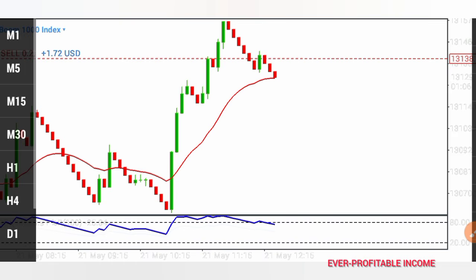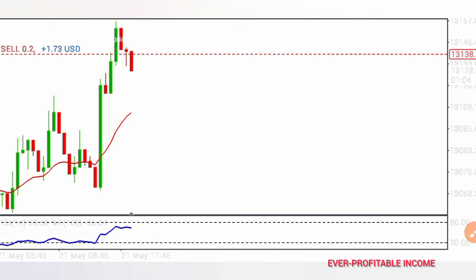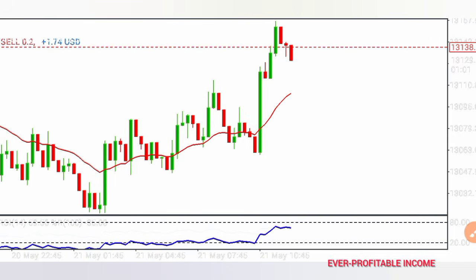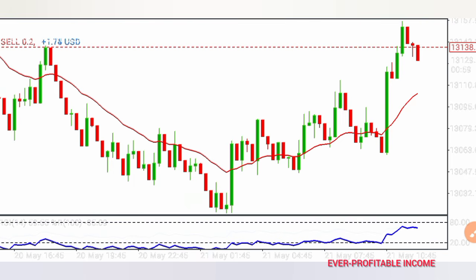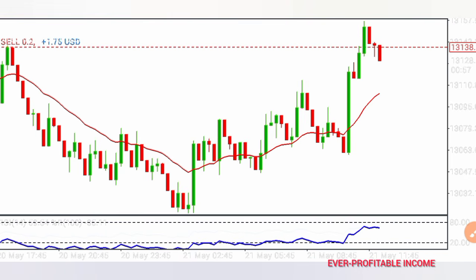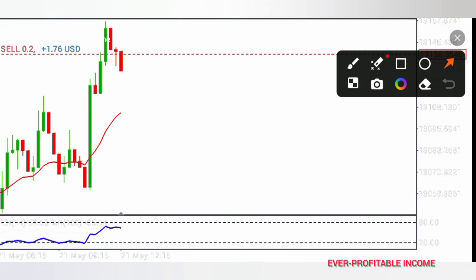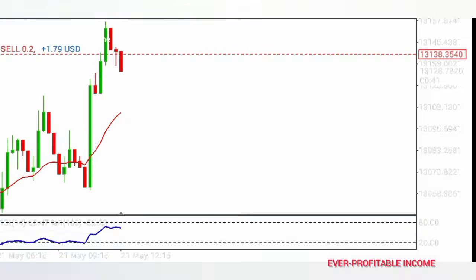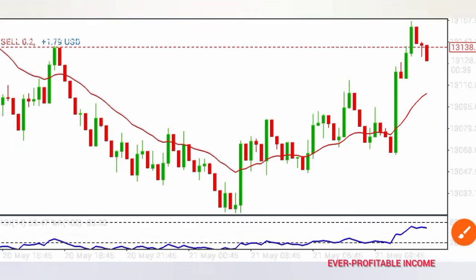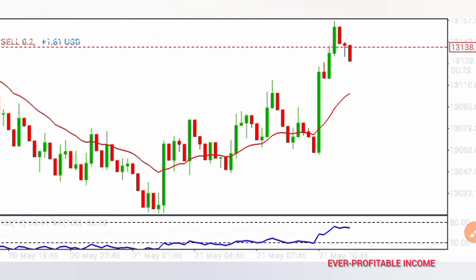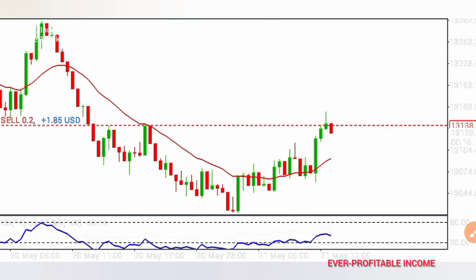Now let's move over to the 15 minutes time frame. So this is the 15 minutes time frame. Now on the 15 minutes time frame, you can see that price reached a resistance level over here. So you can see that price reached a resistance level over there, and price started retracing downward. So that is what we have to identify. Having seen that price reached a resistance level, we have to check our 30 minutes time frame.